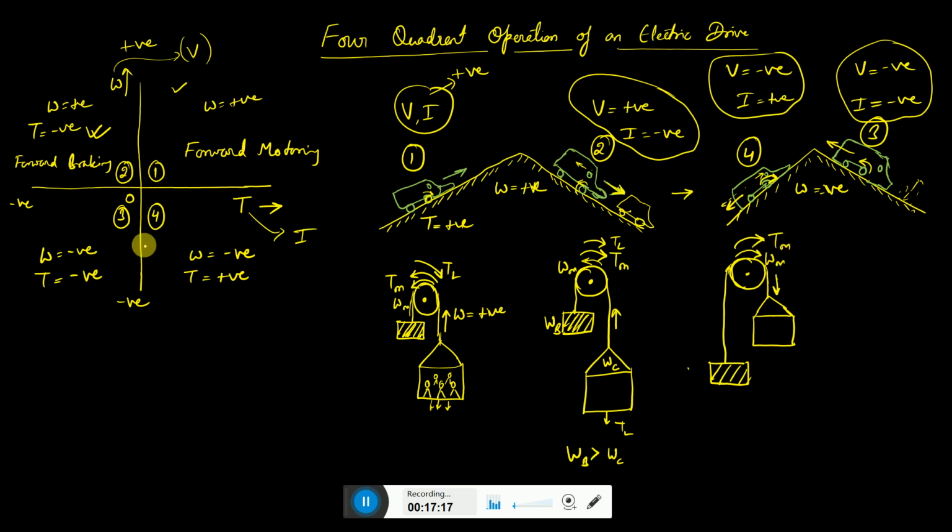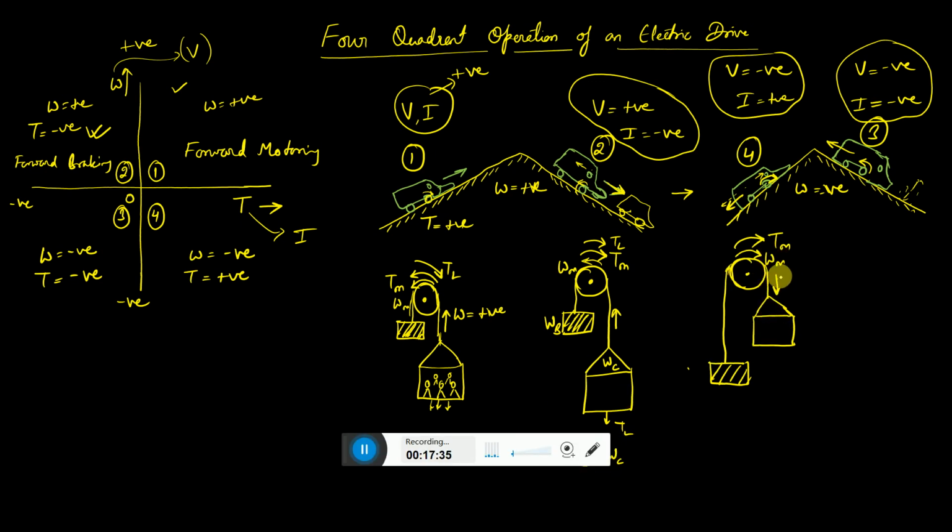So Tm will be the same direction as omega m. So Tm will be positive here, right? But this case of the empty cage will not fit for the fourth quadrant. It will fit for quadrant number 3. So let me just erase this part a little bit. For quadrant number 4, because for 1 and 4 we should take the loaded cage.